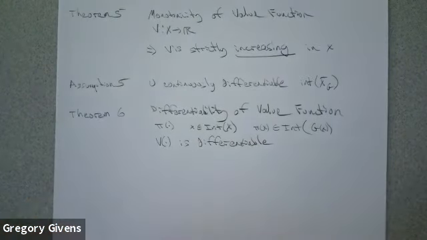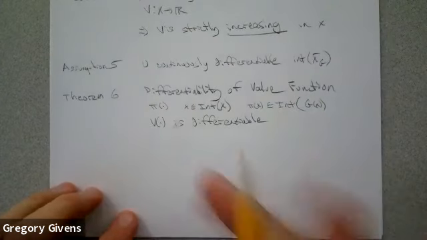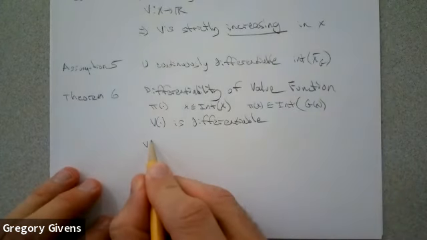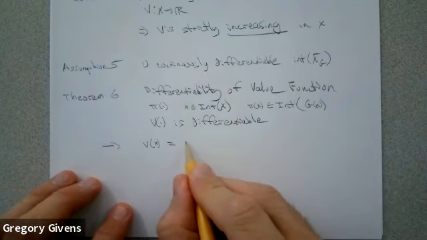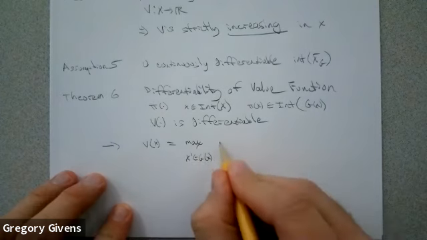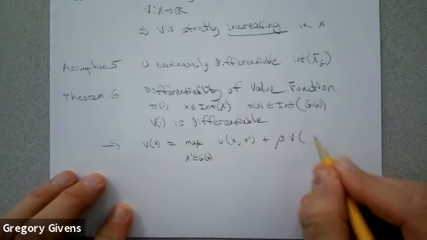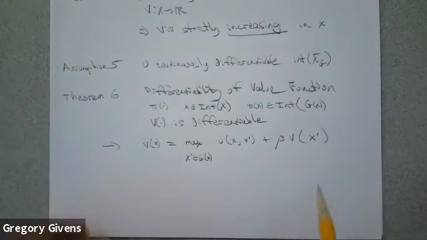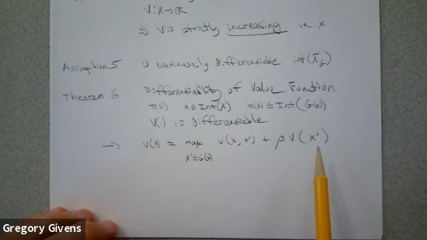Okay? And the important part for us is that we can take the derivative then of the value function with respect to the state and appeal to something called the envelope condition. Now remember what the value function looks like. V of X is equal to the maximum over X prime in G of U of X, X prime plus beta V of X prime. It's defined recursively in the sense that the value function itself depends on the value function.